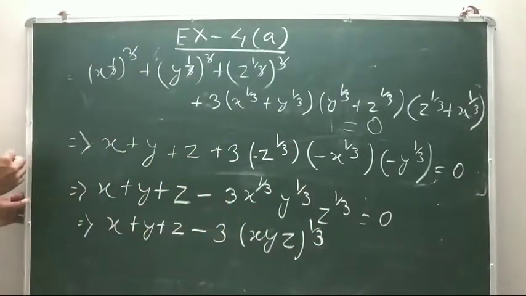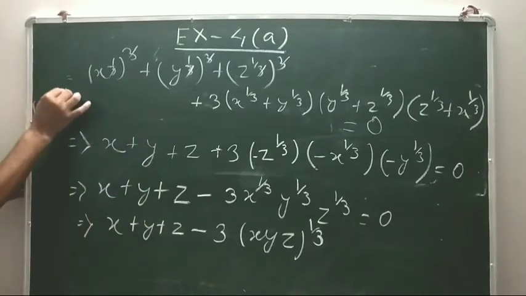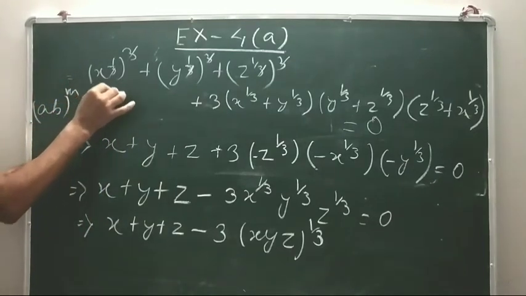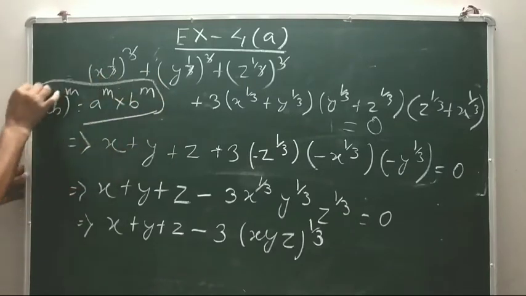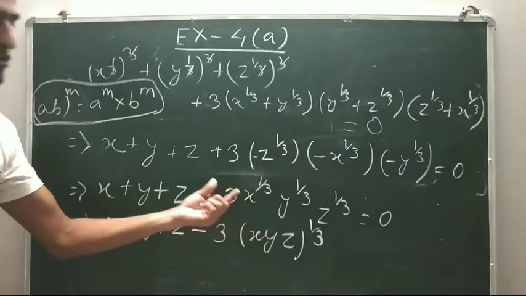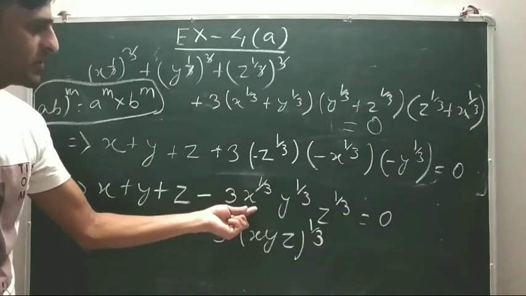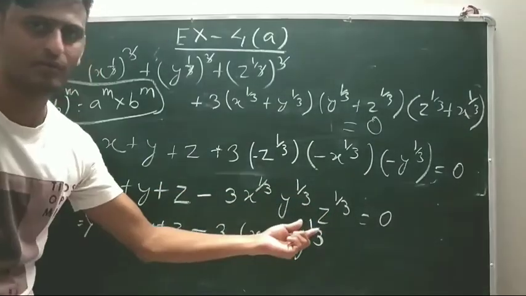Because we have a law of indices like this one: (ab) to the power m can be written as a to the power m multiplied by b to the power m. This was a law. So with the help of this law, I just used the corollary there: x to the power 1 by 3, y to the power 1 by 3, z to the power 1 by 3, together (xyz) to the power 1 by 3.